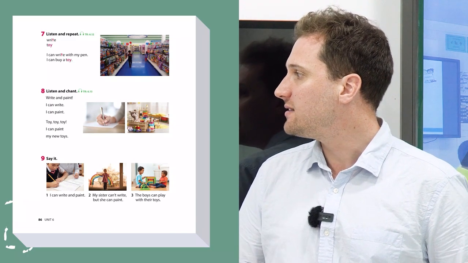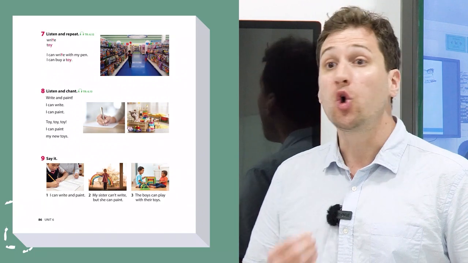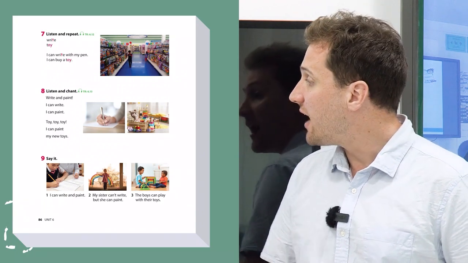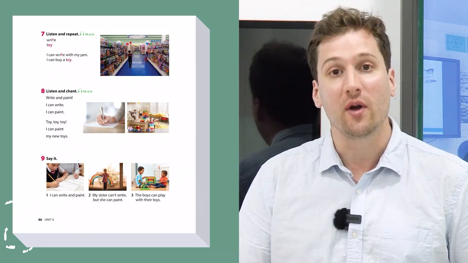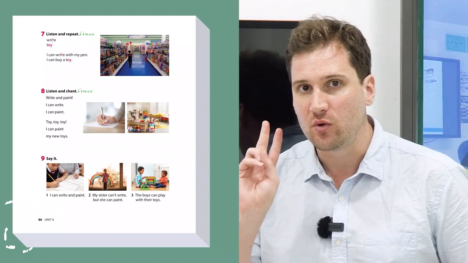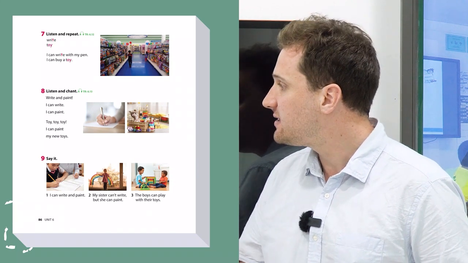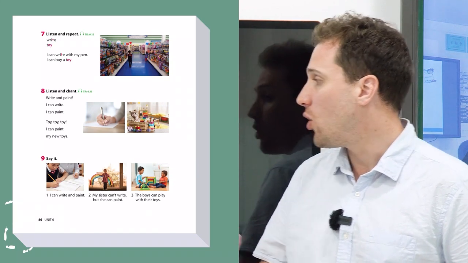Write and paint. I can write, I can paint. Toy, toy, toy. I can paint my new toys. Okay. So lots of words there with the two target phonetic sounds. Okay. Write, paint, oi, oi, toy.